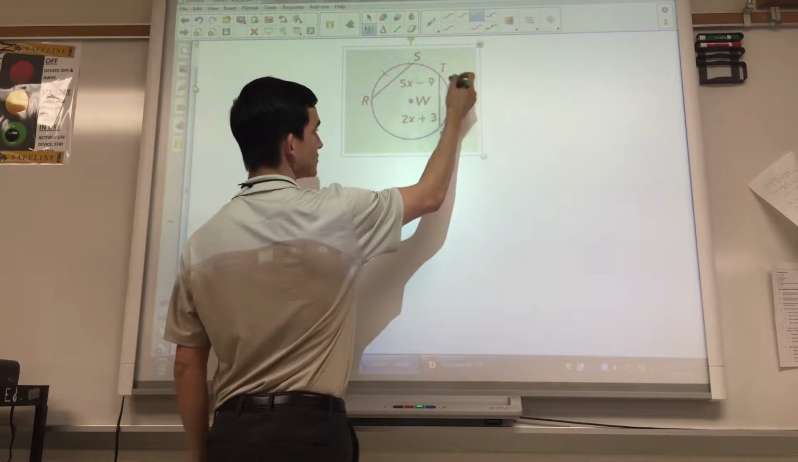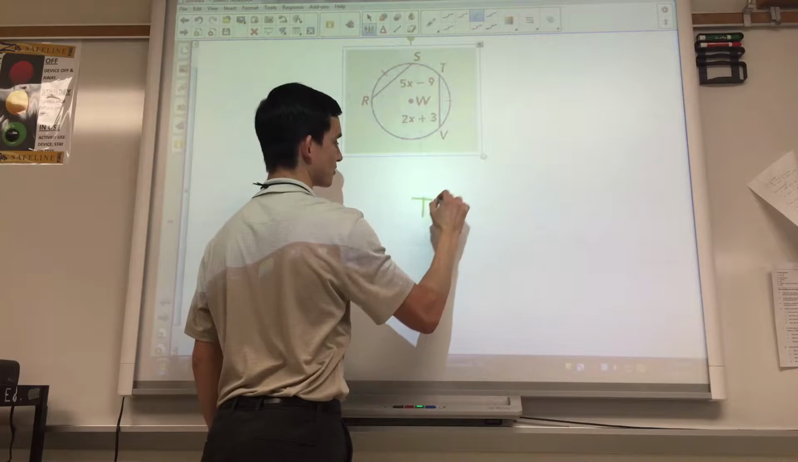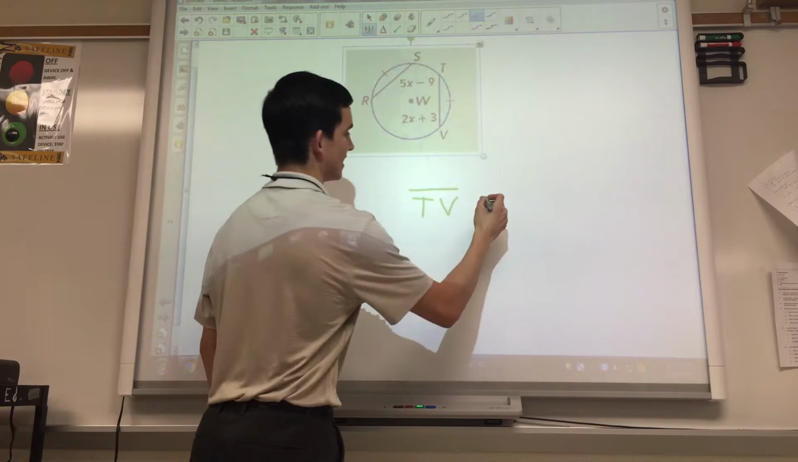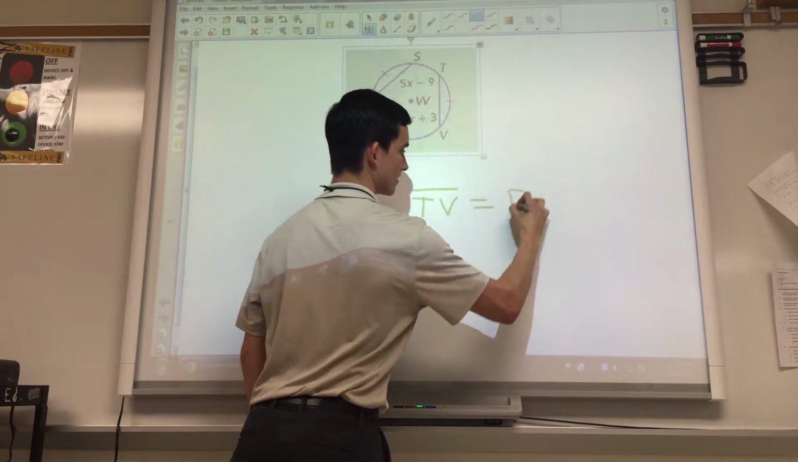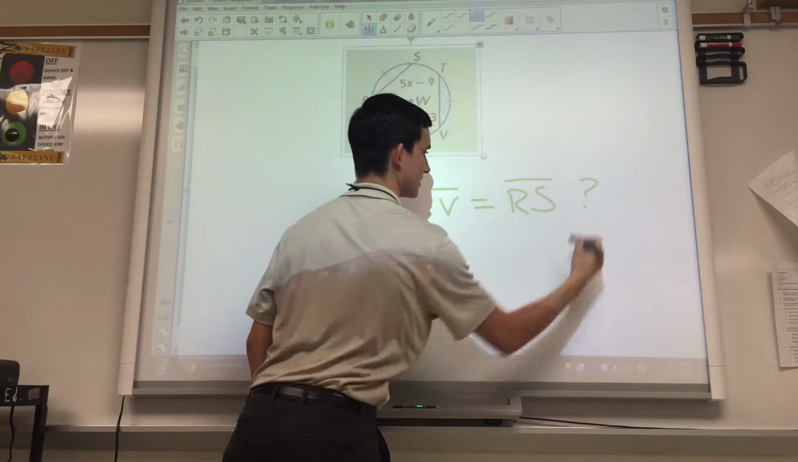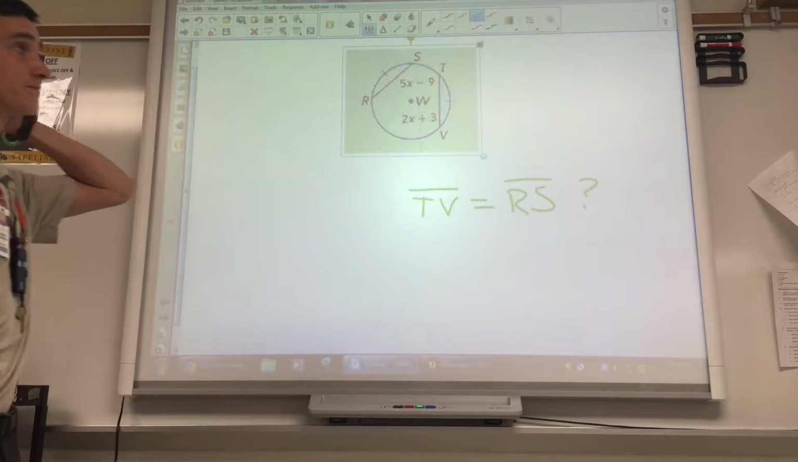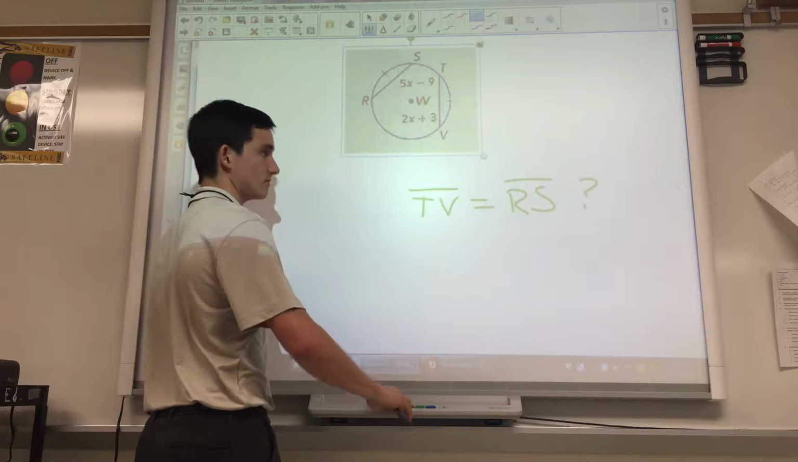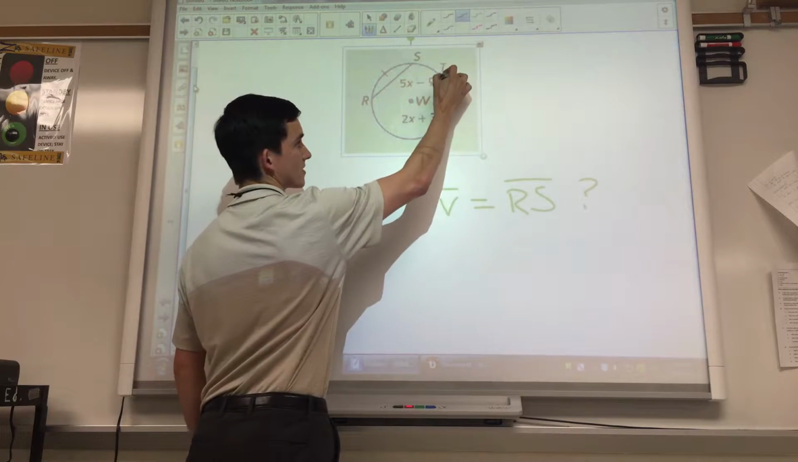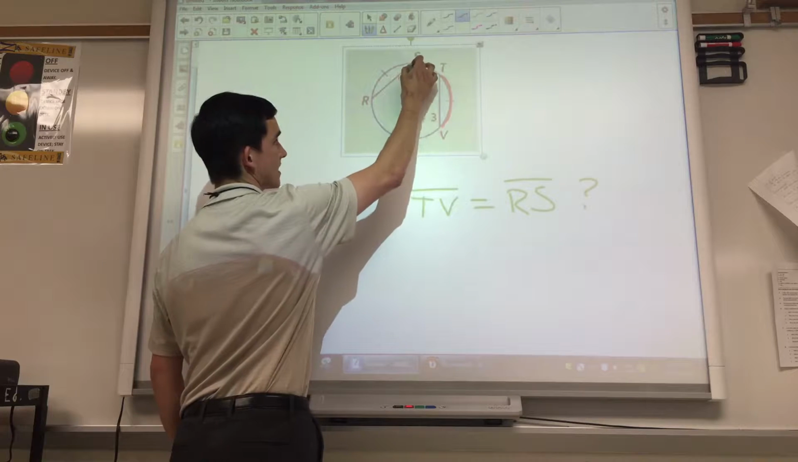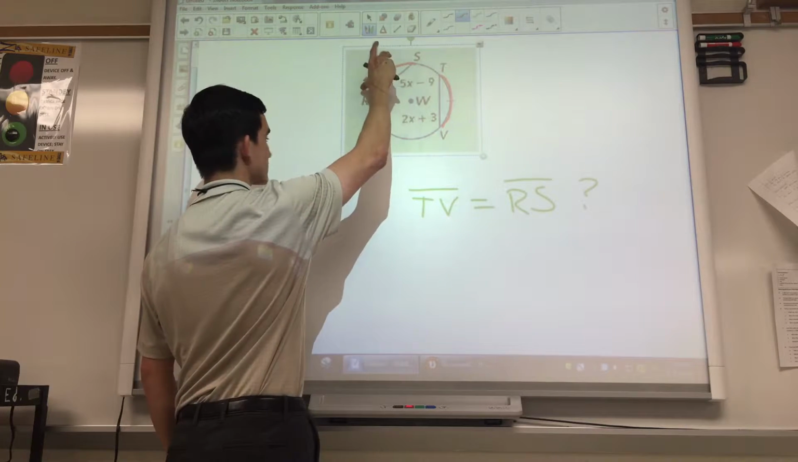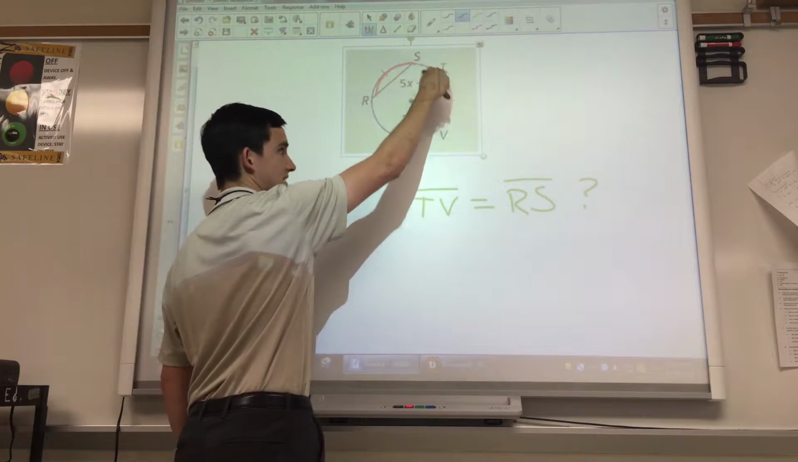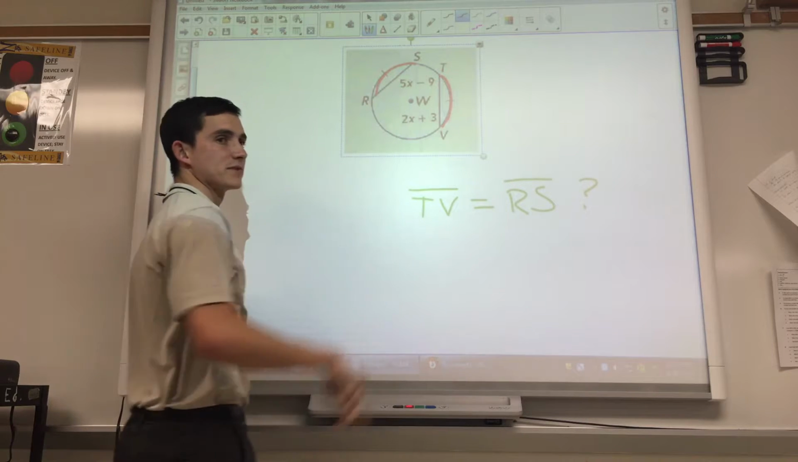What do you know about these two chords, TV? It equals RS. It does equal RS. How do you know that? Yeah. This arc we know is the same as that arc. And if that chord makes this arc and this chord makes a congruent arc, then the chords have to be congruent.